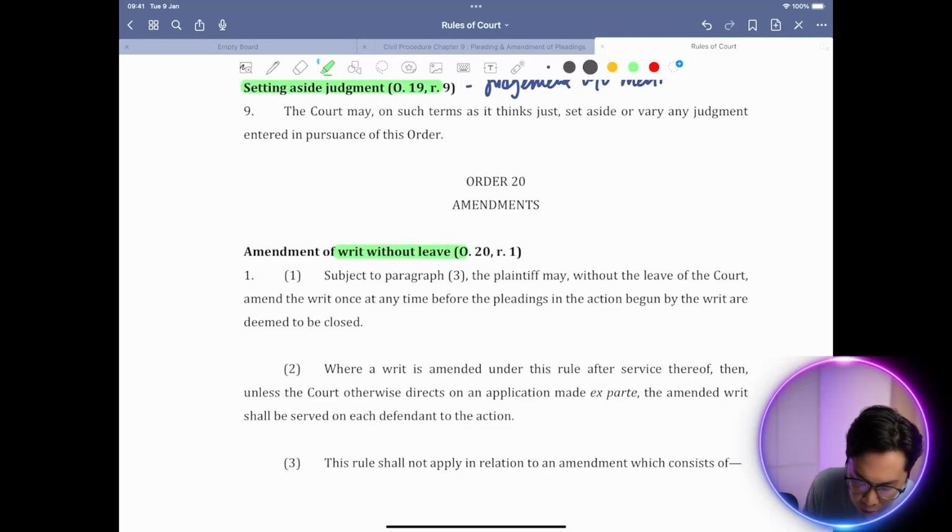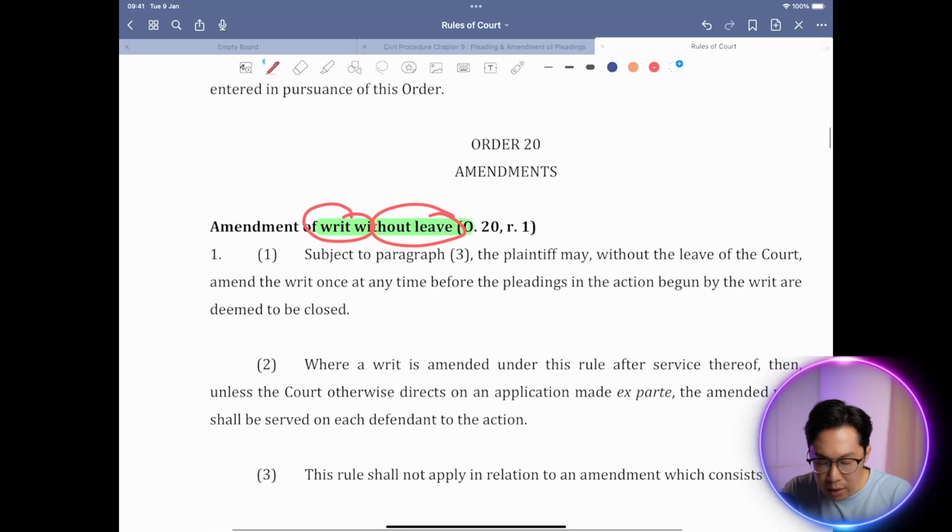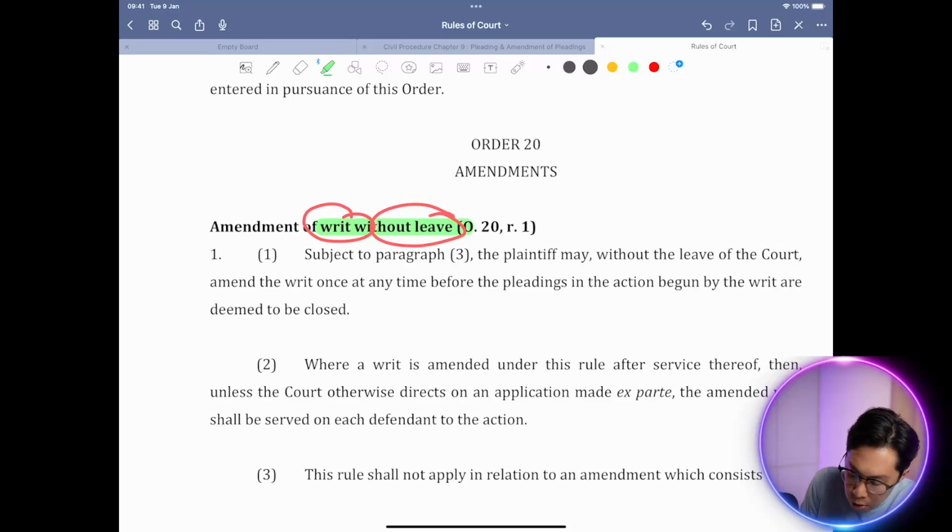Amendment of writ without leave. Take note, this is writs. Meaning, you can amend the writ without permission of the court. When can you do so? Subject to paragraph 3, the plaintiff. Why plaintiff? Because the defendant won't send a writ, isn't it? It is always the plaintiff that sends the writ or OS to the defendant. Okay? So I think now you all know this one. The plaintiff may, without leave of the court, amend the writ once at any time before the pleadings begin and by writ are deemed to be closed.